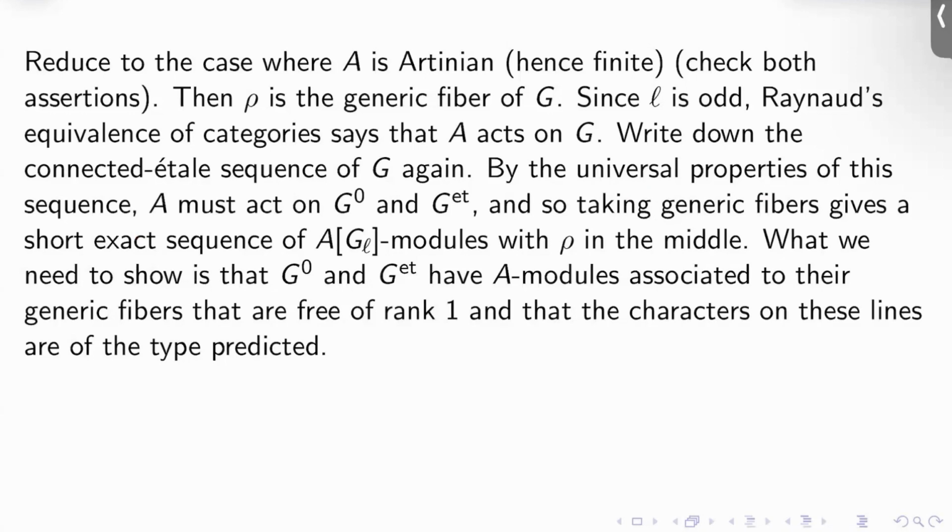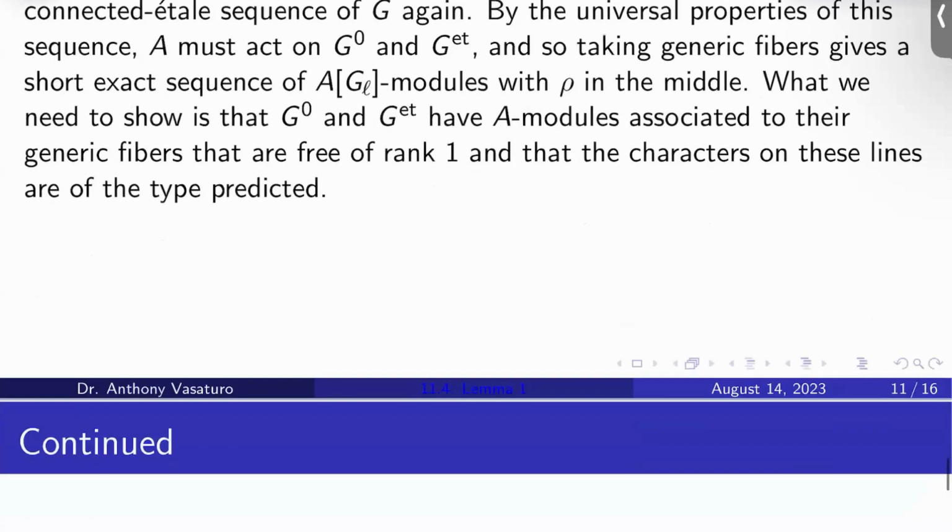And so taking generic fibers gives a short exact sequence of A[G_L] modules with rho in the middle. What we have to show is that G0 and G et have A modules associated to their generic fibers that are free of rank 1, and that the characters on these lines are of the type predicted by part 2 of the theorem we're proving right now. Okay, so let's do that.